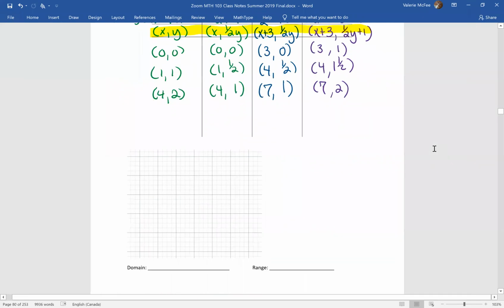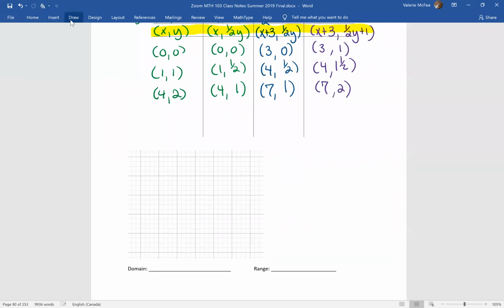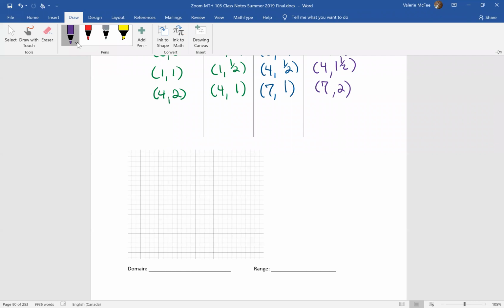Let's make this a bit smaller again. Draw in our x and our y axis.